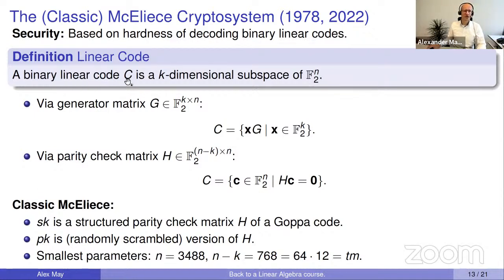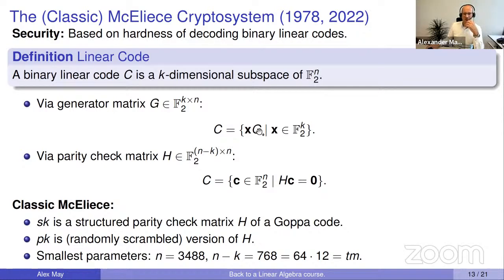So a binary linear code, let's call it C, is a k-dimensional subspace of F2 to the n. So what does that mean? I can express this code in terms of a generator matrix. This generator matrix has k rows, every row has dimension n, and C is the row span of G. I can take all 2 to the k combinations of these vectors, and then I get the whole C.